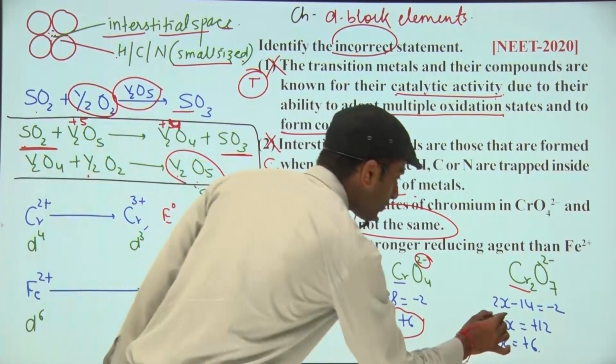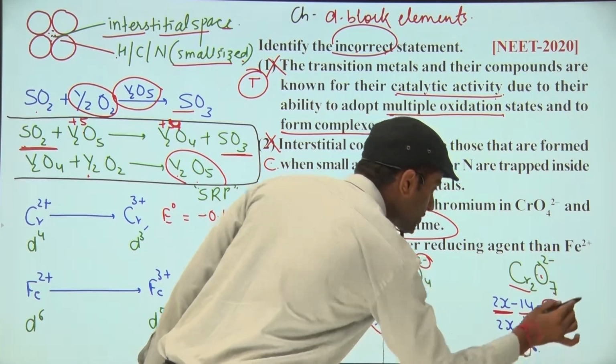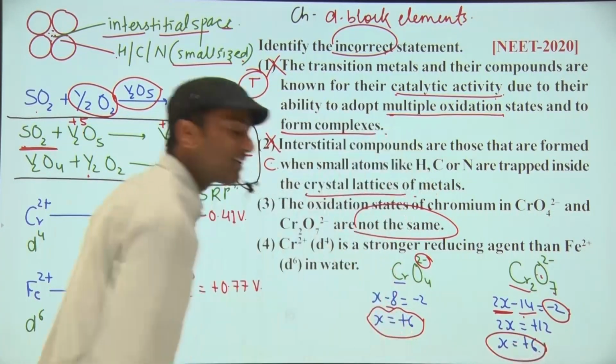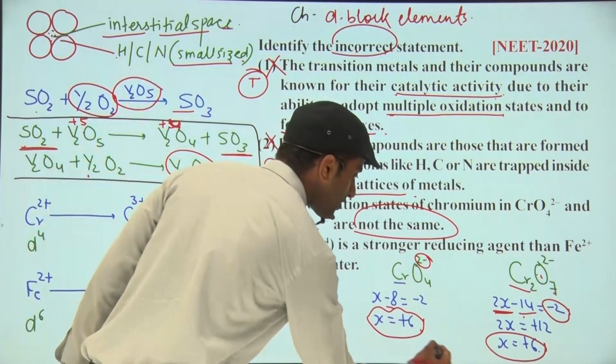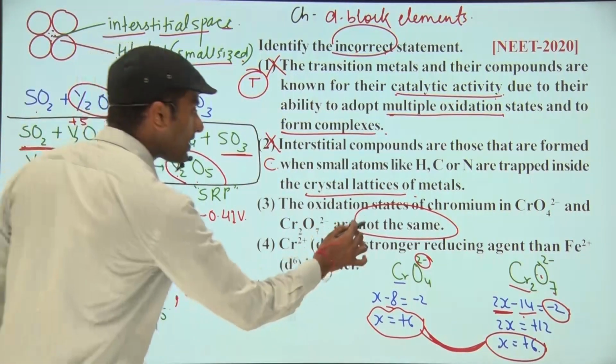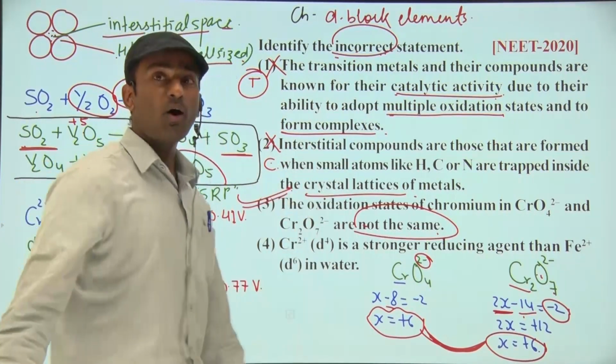You can see that the 2 chromium are present here. 7 O2- are -14 there. Overall -2 charge is present here. So the value of x we are getting here is +6. So students, you can see that both of these are showing the same kind of oxidation state, but the statement is saying not same. It means this is going to be an incorrect statement, but the option is correct here.